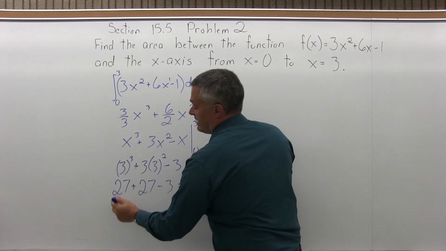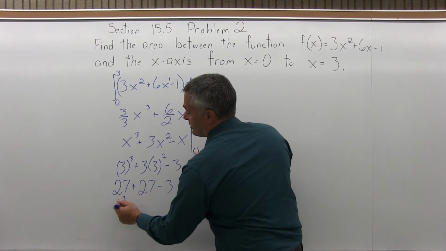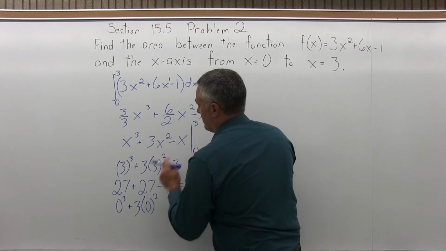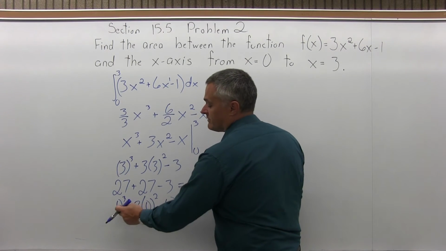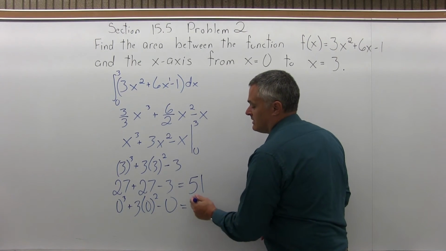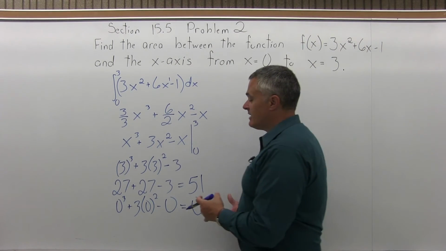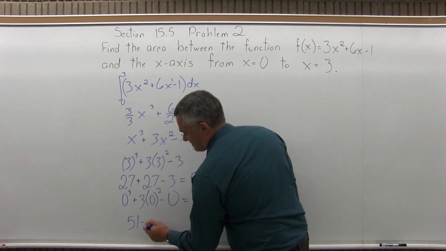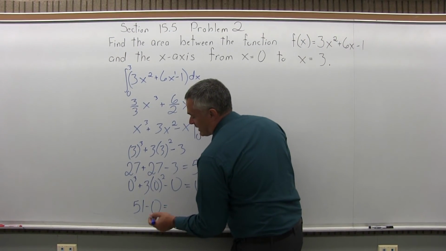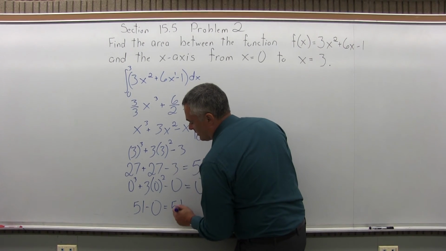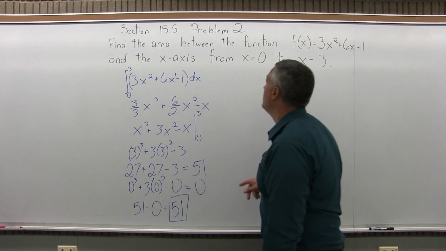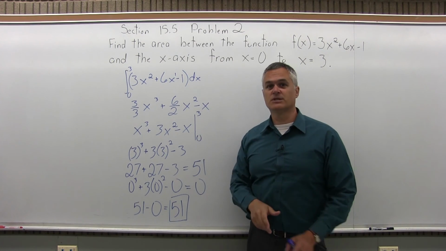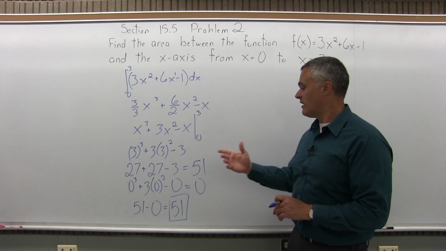That's easier. So the x cubed becomes 0 cubed. The 3x squared will be 3 times 0 squared. The minus x becomes minus 0. So you'll have 0 plus 0 minus 0. That's 0. That one's pretty easy. And the final step, the 4th step, is to subtract your answer from step 2, the 51, minus your answer from step 3, the 0. And if you do the math, 51 minus 0 is 51. So the area between the function f of x equals 3x squared plus 6x minus 1 and the x-axis from x equals 0 to x equals 3 is an area of 51.